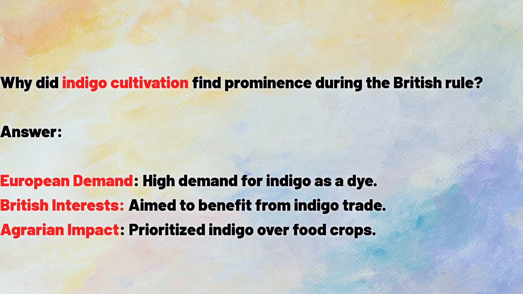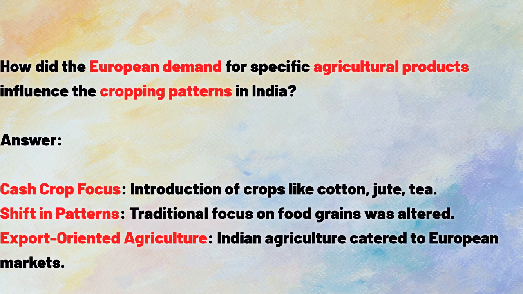Answer: European demand, high demand for indigo as a dye. British interests, aim to benefit from indigo trade. Agrarian impact, prioritized indigo over food crops. How did the European demand for specific agricultural products influence the cropping patterns in India?